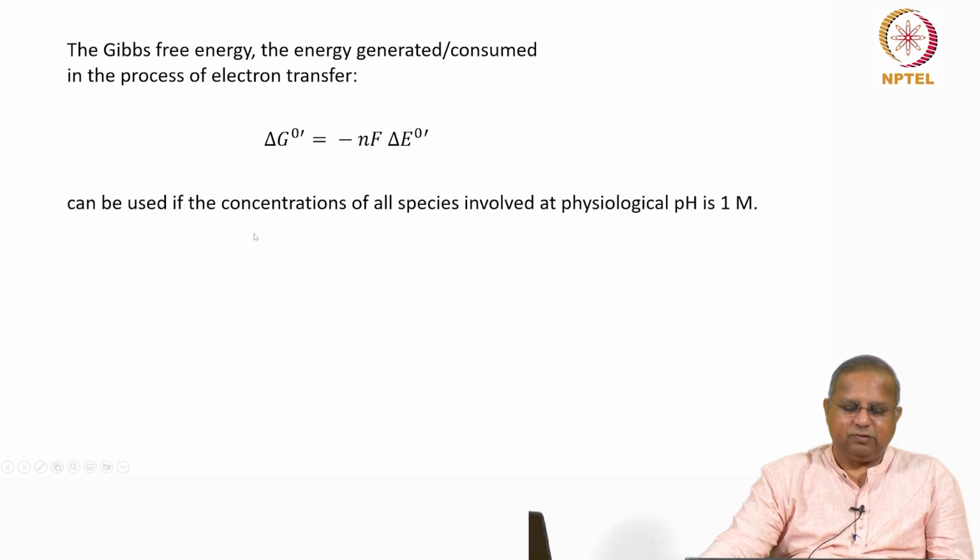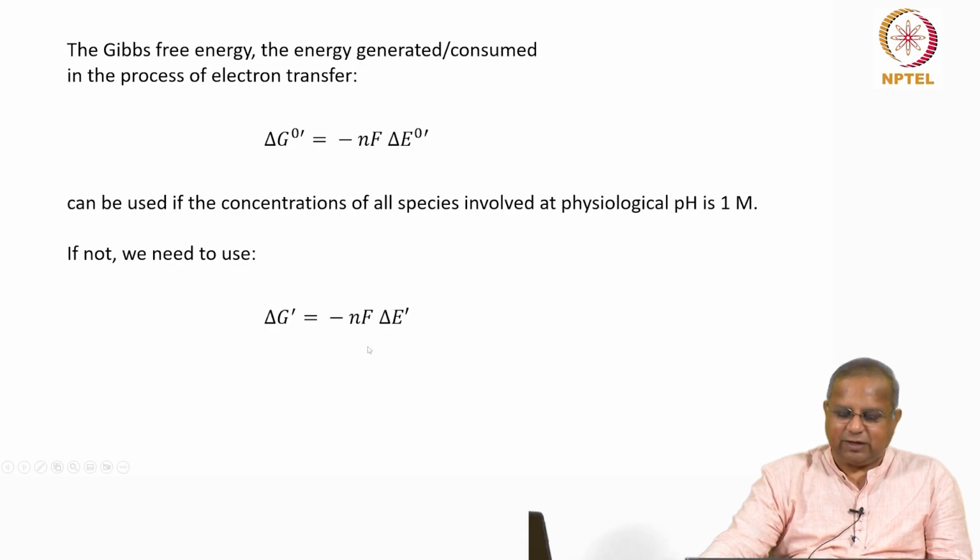So, this can be used if the concentrations of all species at physiological pH are 1 molar. And of course, if they are not, then you can always use delta G dash equals minus nF delta E dash, which is the value at different concentrations and or temperature, and you know how to convert between E naught dash and E dash from the Nernst equation.